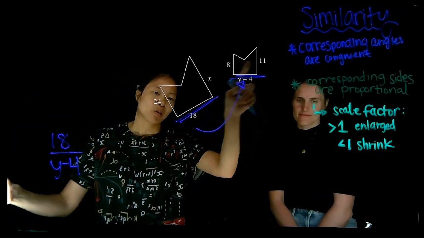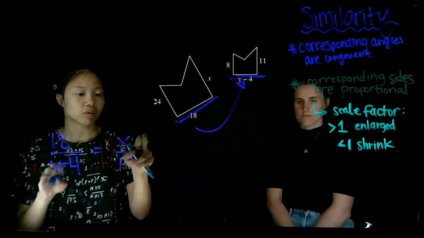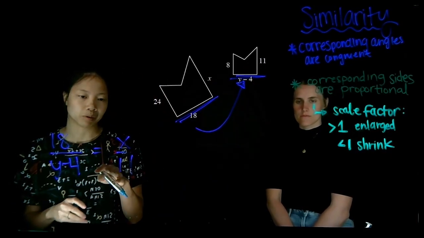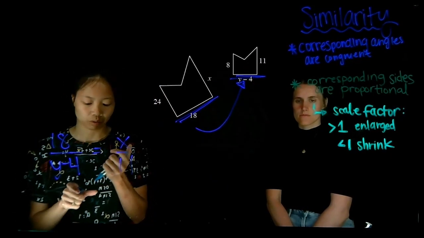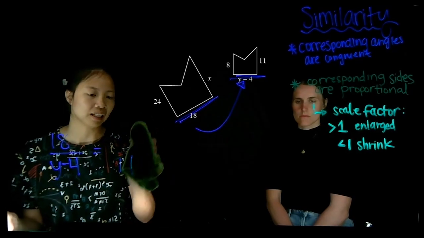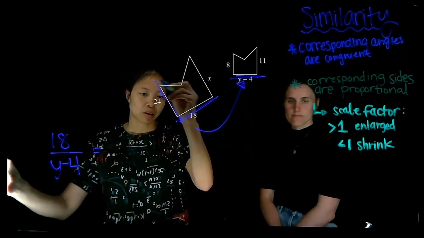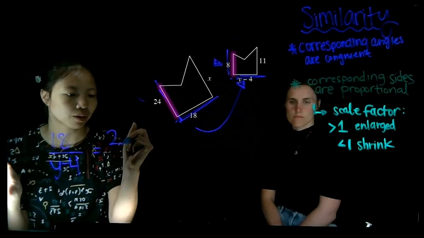I see that x corresponds with 11, but if I have 2 unknowns and only one equation, I'm not able to solve this. I would need another equation to help me solve for this. So I need a different side. We see that 24 corresponds with 8. So we can say 24 over 8.